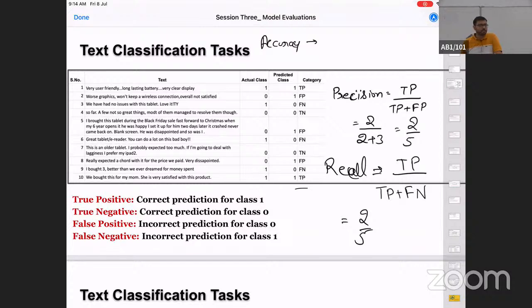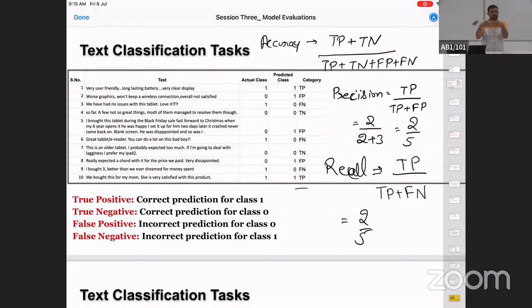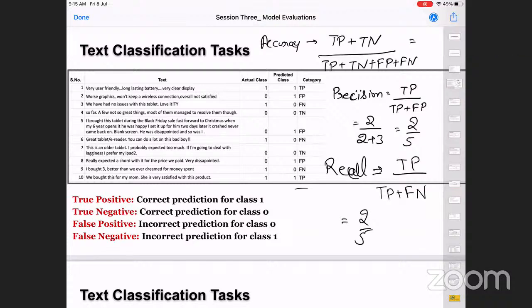So how do we define the total number of correct predictions? True positive plus true negative, right? All these are correct predictions divided by total number of predictions or total number of examples. So that includes true positive plus true negative plus false positive plus false negatives, right? That means all the instances. What is going to be this value? I think it's 3 by 10.